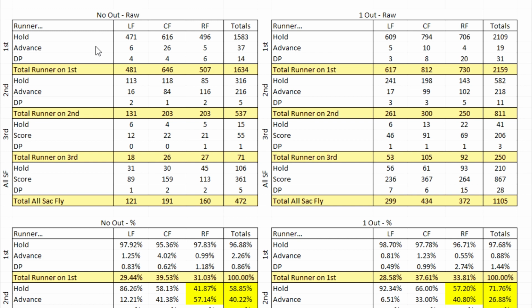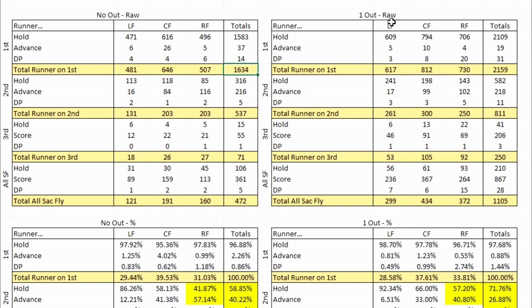So as you can see, just from the raw data, on fly balls where there were no runners on base, obviously, I didn't take a look at those, because there wouldn't have been a chance to tag up in those cases. But when there were no outs, there were 1,634 cases of a flyout with a runner on first only, 537 cases where there was a flyout with a runner on second only, 71 cases where there's a flyout with a runner on third only, and 472 cases where there was a sac fly possibility, meaning there was a runner on third regardless of other runners on base, and that's with no outs.